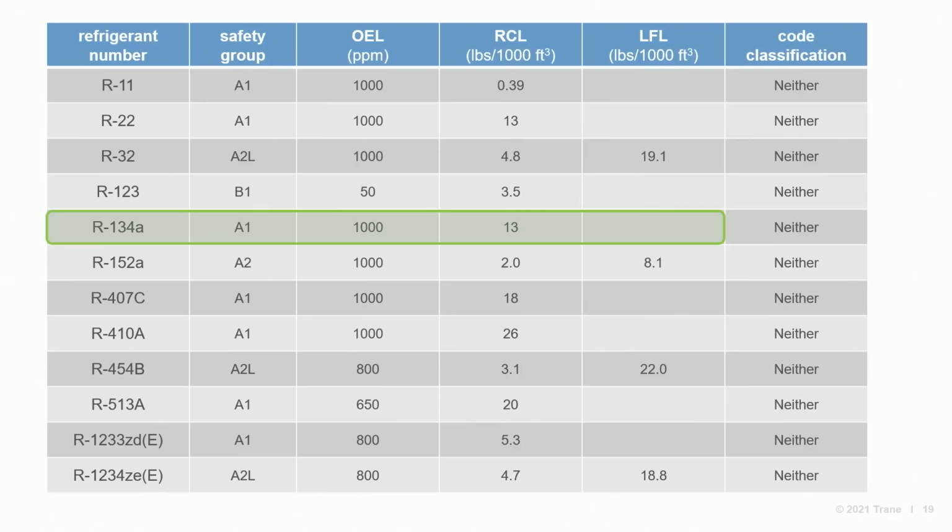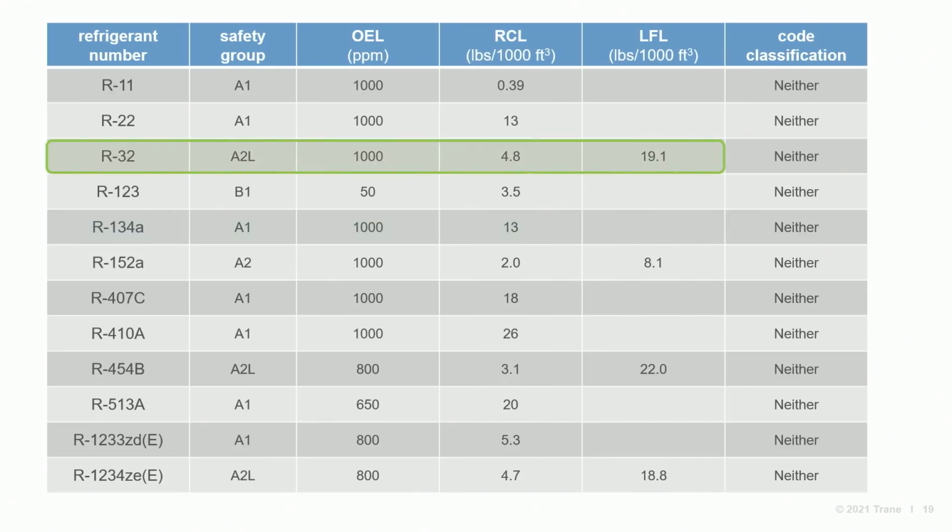And 134A is Class 1, so it will not propagate a flame and thus has no lower flammability limit. In this case, 134A's refrigerant concentration limit is 13 pounds per 1,000 cubic feet. This RCL value is used to determine compliance with Standard 15, which we'll explain later in the program.